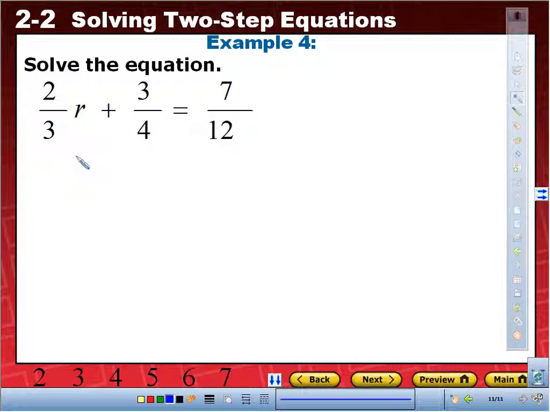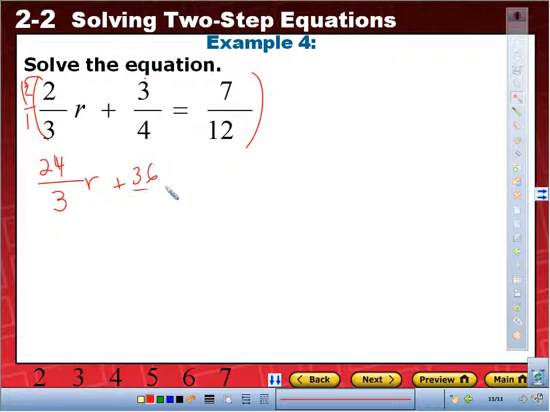To not work with fractions, to get rid of the fractions, we need to find the least common denominator. What is my least common denominator? 12. So check this out. I'm going to multiply everything times 12. And if I put 12 over 1, it's only going to multiply the what? Numerator. Don't put anything away. Pay attention, please. What is 12 times 2? 24, and I write that over 3, and that's r. What is 12 times 3? 36 over 4. Notice that the denominator stays the same, right?